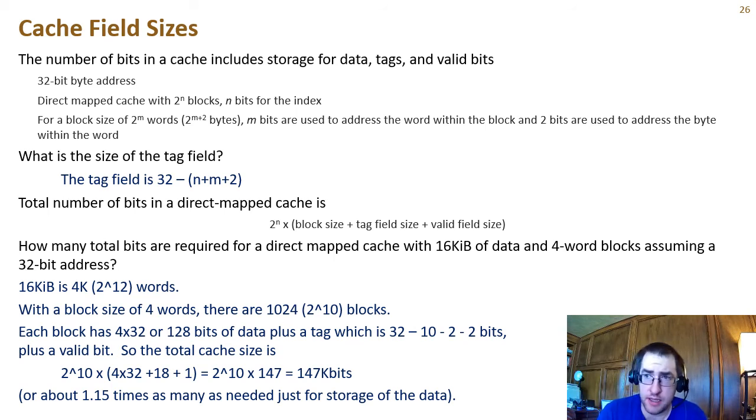If we wanted to put our answer in any other SI prefix, we would know how to multiply or divide by appropriate powers of 10 or 2, depending on what we were working with. So 147 kilobits in order to store 128 kilobits of data, so about 1.15 times as many bits are needed to implement the cache as what the cache is storing. So there's the storage overhead for the cache.